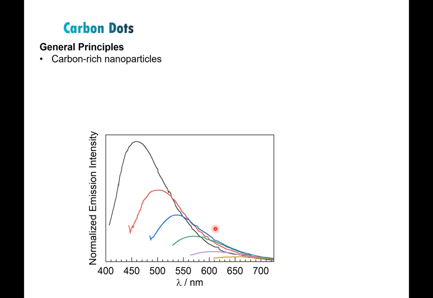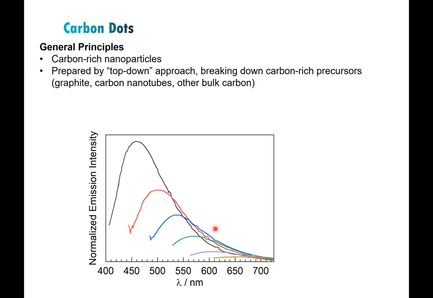So it's a little bit hard to know exactly what their structure is at the micro scale level. But they're carbon-rich nanoparticles, and they're prepared by top-down approach. So if any of you ever get into research on nanomaterials, I have a suspicion that these top-down approaches are very finicky to use, and only work sometimes for some people.